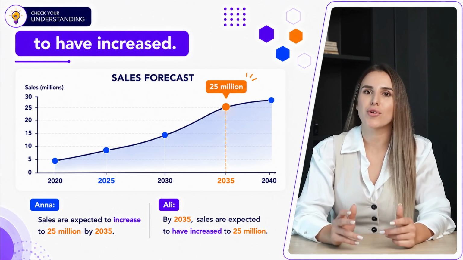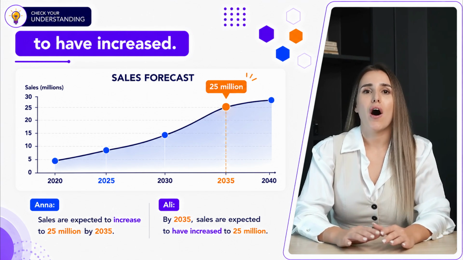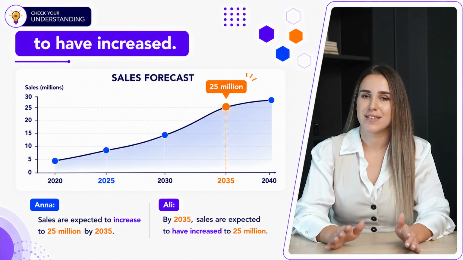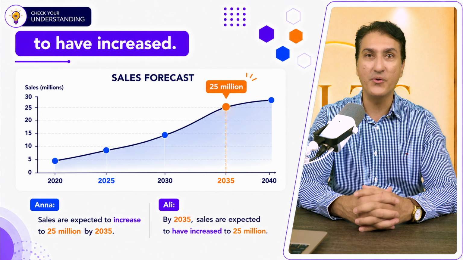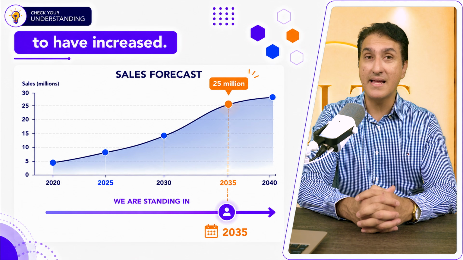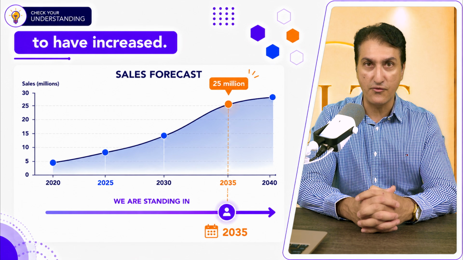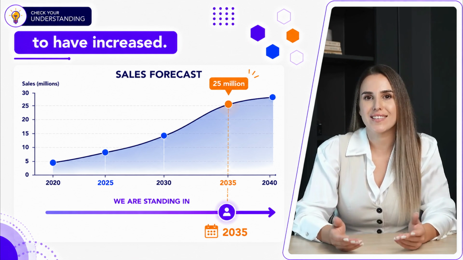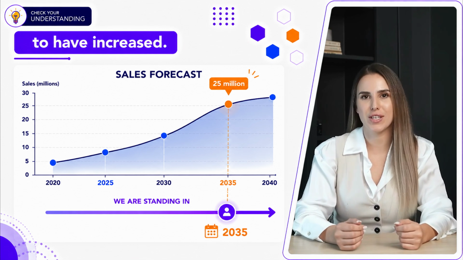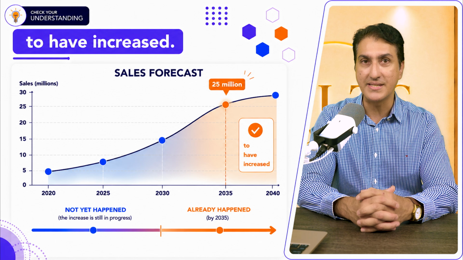Both sentences sound correct, but I honestly don't know what the difference is. That's exactly what I wanted you to notice. They are both correct. The difference isn't the meaning, it is the way we are looking at the future. Let's imagine we are standing in the year 2035. Has the increase already happened? Yes, by then it has already finished. Exactly. That's why we say to have increased.